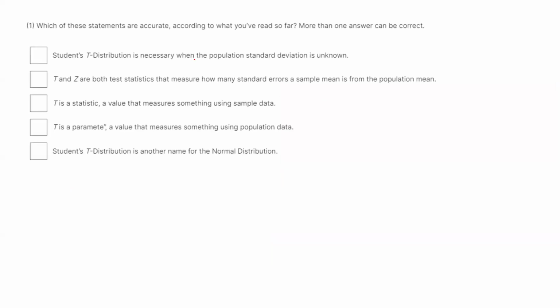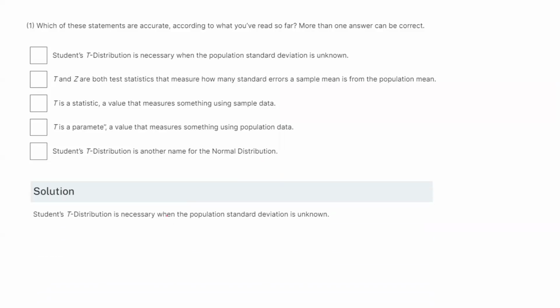Question: which of these statements are correct? Students' t-distribution is necessary when the population standard deviation is not given. T and Z are both test statistics that measure how many standard errors a sample mean is from the population mean. T is a statistic, a value that measures something using sample data. T is a parameter, a value that measures something using population data. Students' t-distribution is another name for the normal distribution.